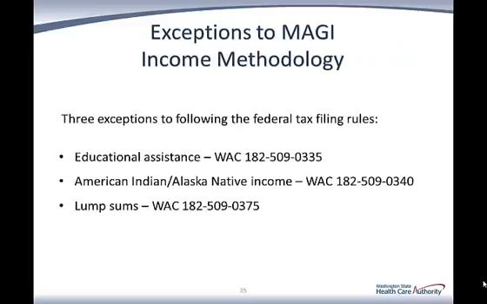The following income types are reported on an IRS tax return but continue to be excluded under Medicaid rules, including educational assistance, certain American Indian Alaska Native income, and lump sums. The Washington Health Plan Finder will only ask for countable income. For more information on these income types, please review the WACs referenced on this slide.